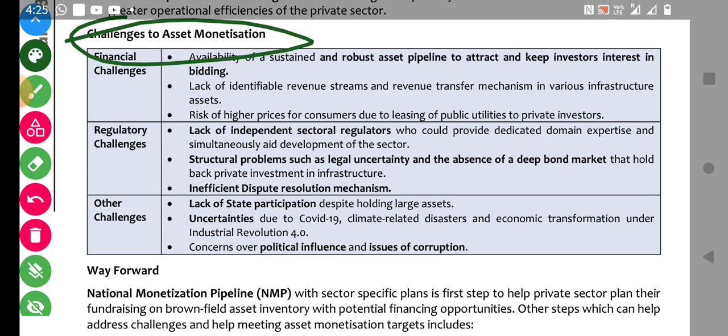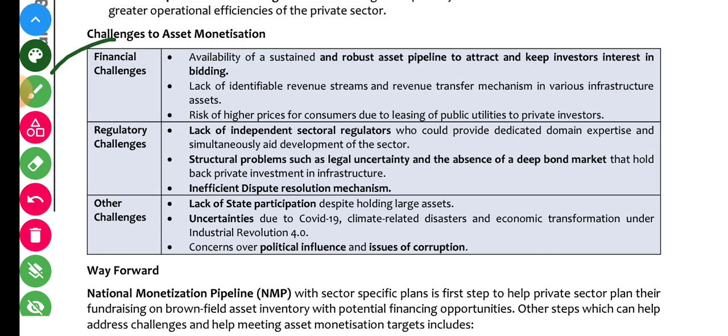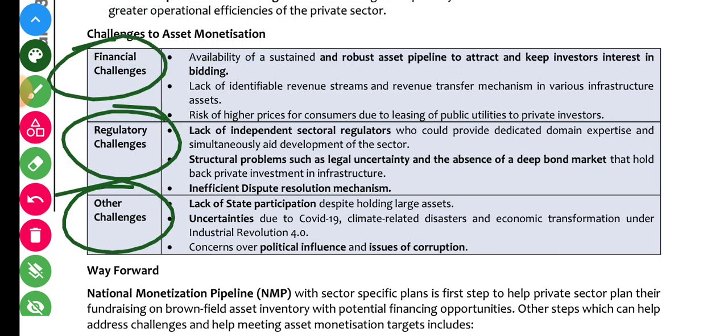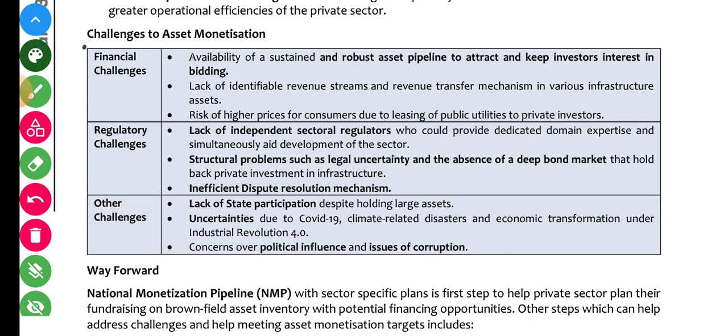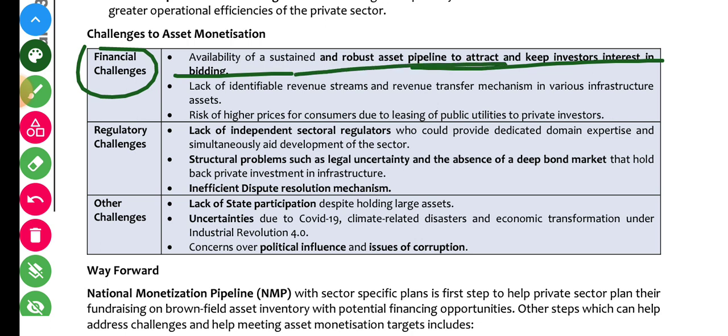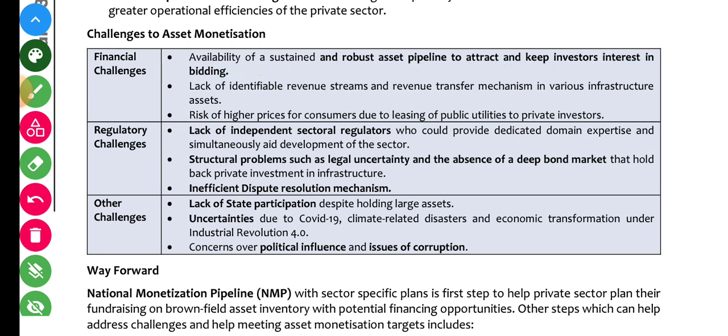Next are the challenges to asset monetization: financial challenges, regulatory challenges, and other challenges. Financial challenges are like attracting the key investors' interest, bidding, and a robust asset pipeline. Regulatory challenges are like lack of independent sectoral regulators, structural problems such as legal uncertainty and absence of a deep bond market, and an inefficient dispute resolution mechanism. So keep this in mind.